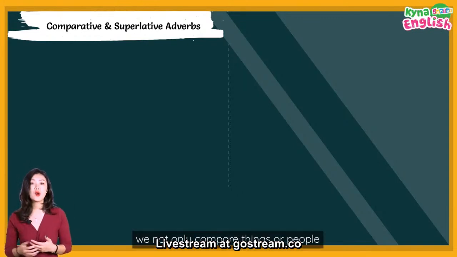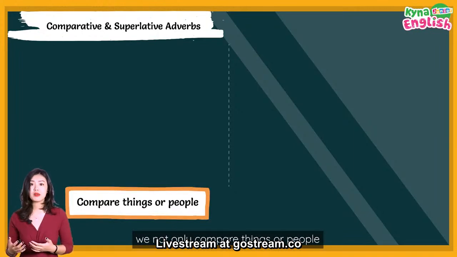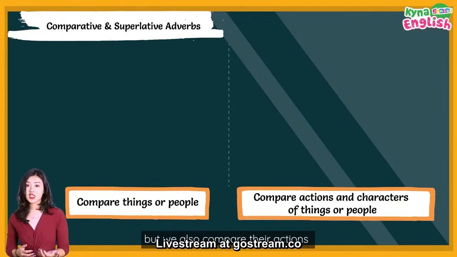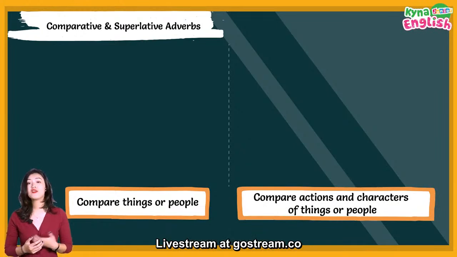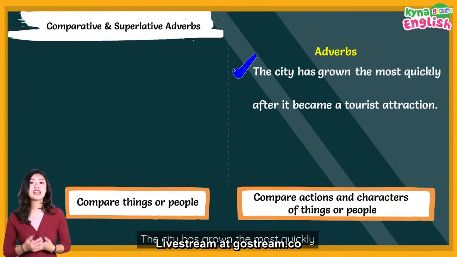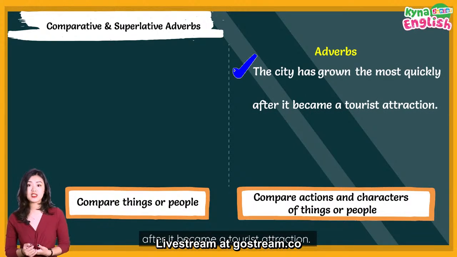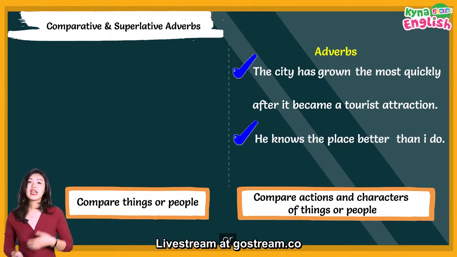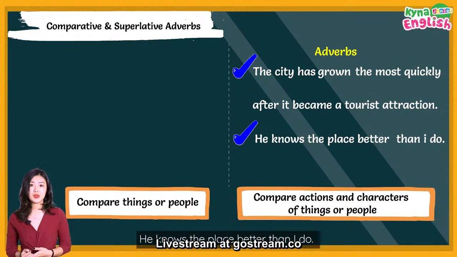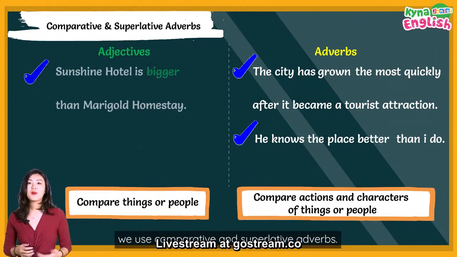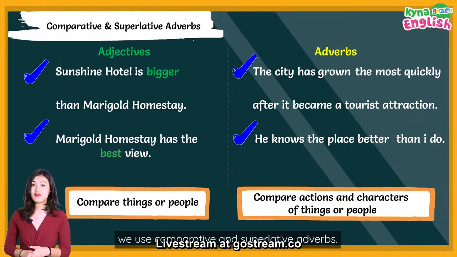Sometimes we not only compare things or people, but we also compare their actions and characters. For example, the city has grown the most quickly after it became a tourist attraction. Or, he knows the place better than I do. To do this, we use comparative and superlative adverbs.